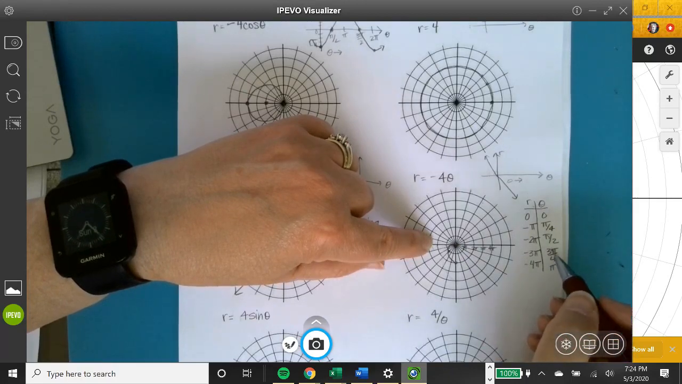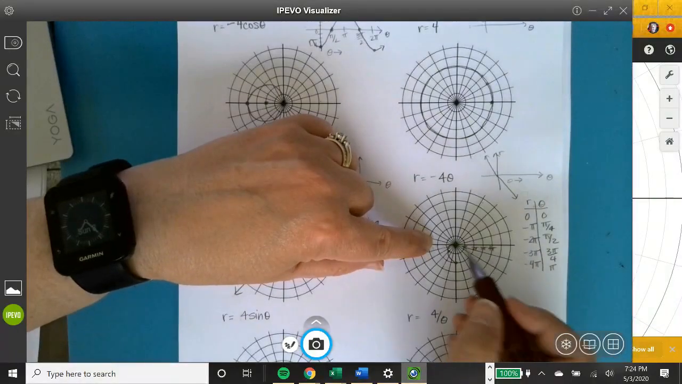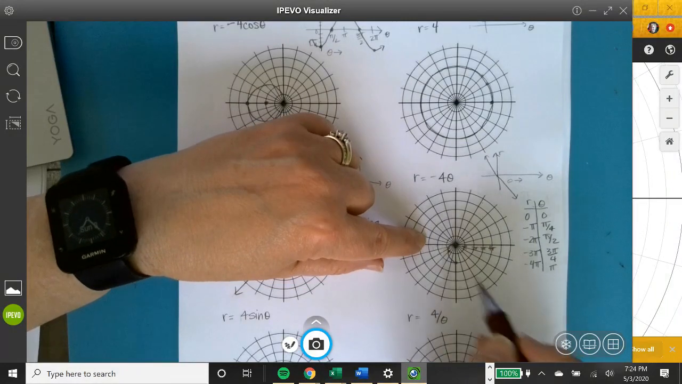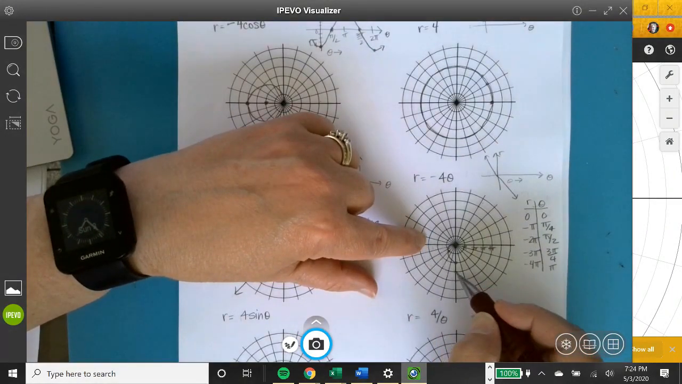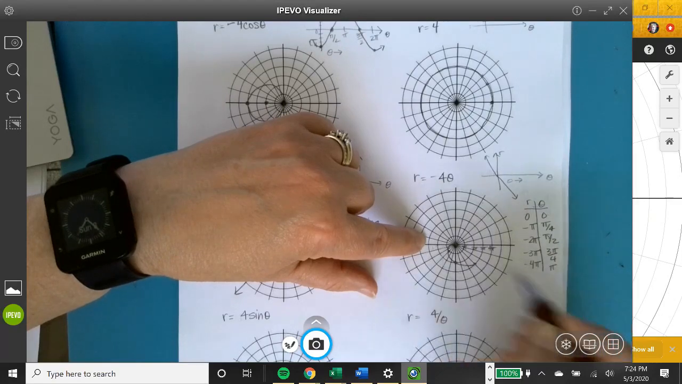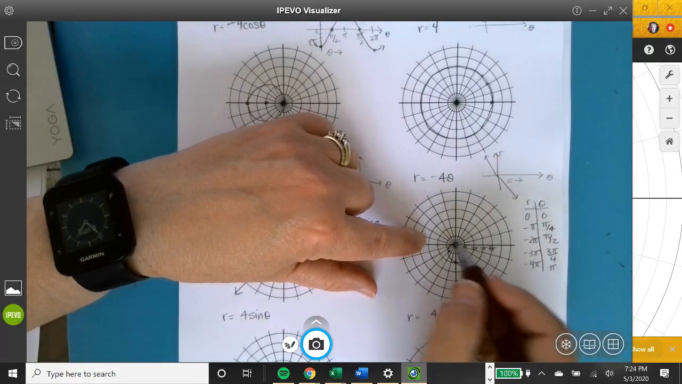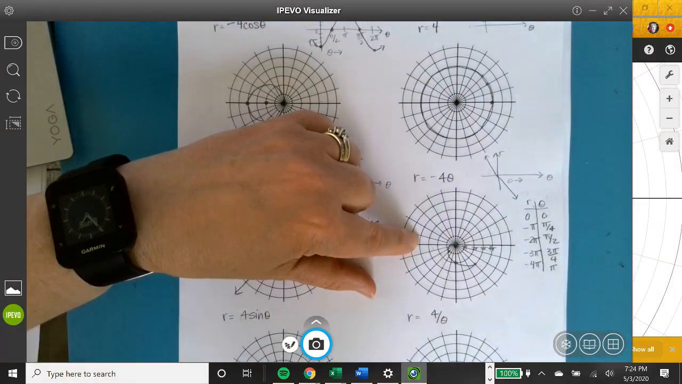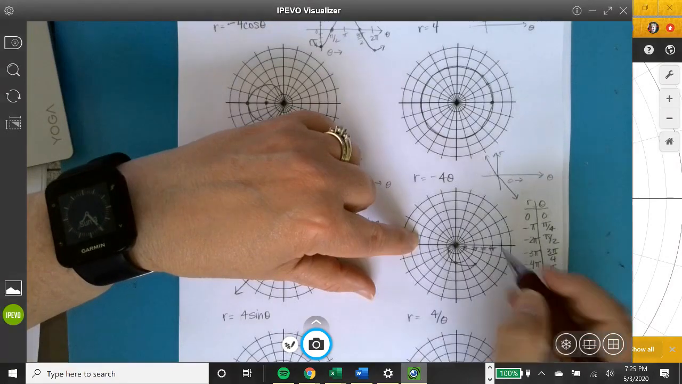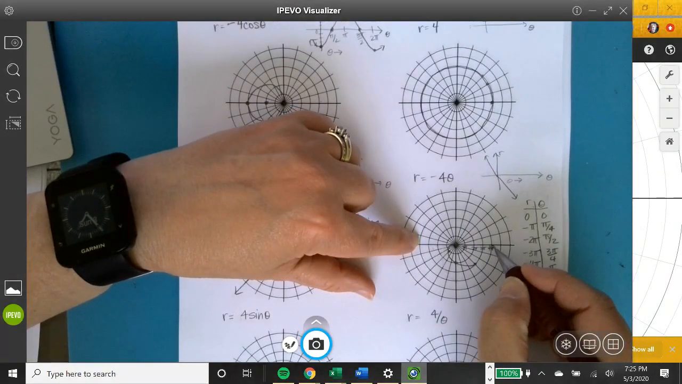All right, and then I'm going to go out radially negative 3 pi. 1, 2, 3, that's negative 3 pi. And I'm going to rotate to 3 pi over 4. So 3 pi over 4 ends up in the middle over here. So what's happening? Oh no, we're going to go to negative 4 pi. 1, 2, 3, 4. Then I'm going to rotate pi, which puts me on this axis here.